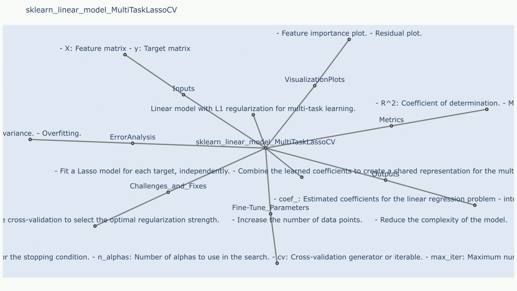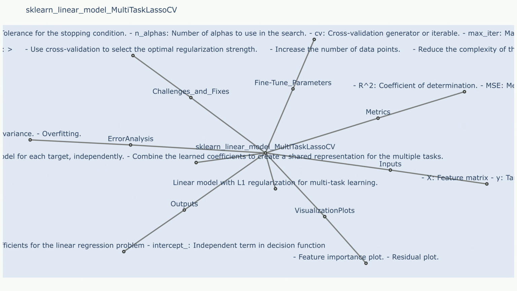Fine-tune parameters. Alphas is a list of regularization parameters to be considered by the cross-validation. CV, the number of folds to use for cross-validation. Fit intercept, whether to fit an intercept term.